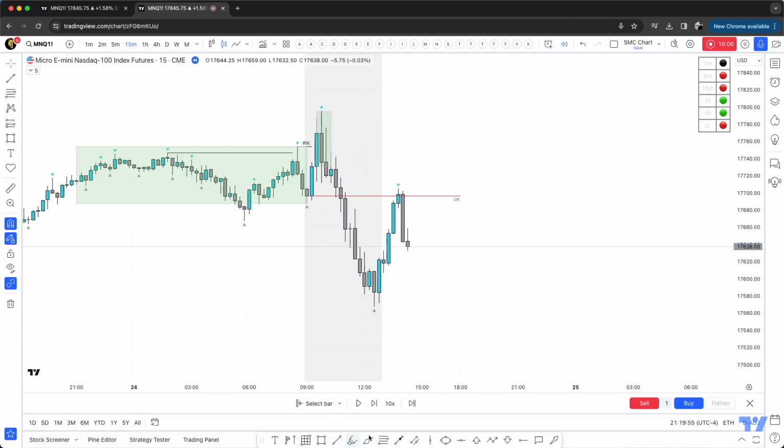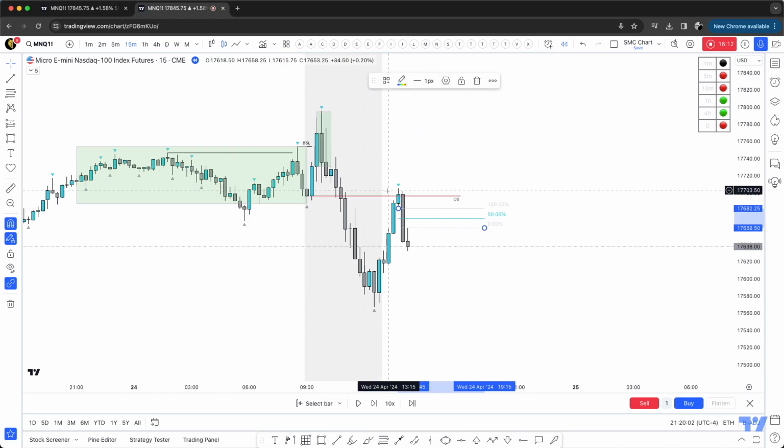So what do we have? Well, use the fib from the high right here. This is the fair value gap. This is my bearish fair value gap. The price just reacted to this order block and displaced to the downside. So it's leaving the first fair value gap that is living right there.